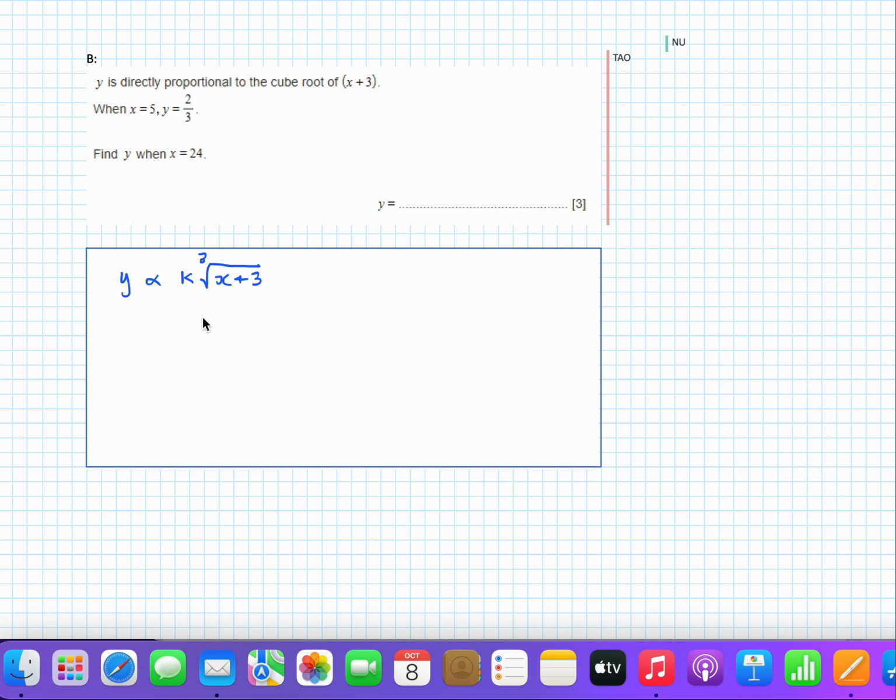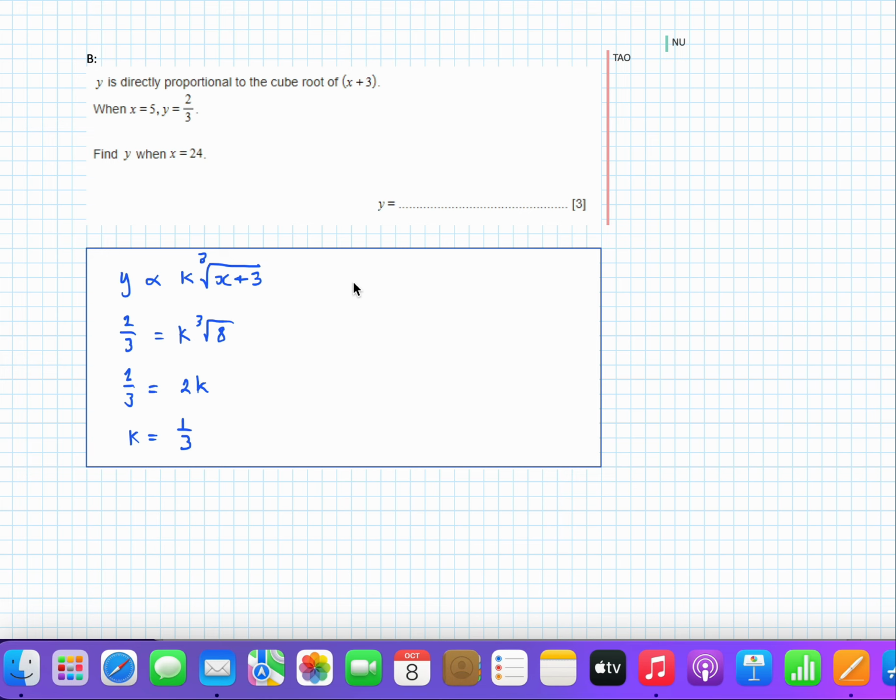Okay, now we plug in our values. y was 2/3. I'm going to just change it to an equal sign to make it an equation. And we had x was 5. So you can see that 5 plus 3 is 8. So what's the cube root of 8? Which is actually nice and easy to do. So 2/3 is equal to 2 times 2 times 2, so 2 cubed is 8. So 2k. And then divide both sides by 2. So instead of 2/3, we get 1/3. So k is equal to 1/3.